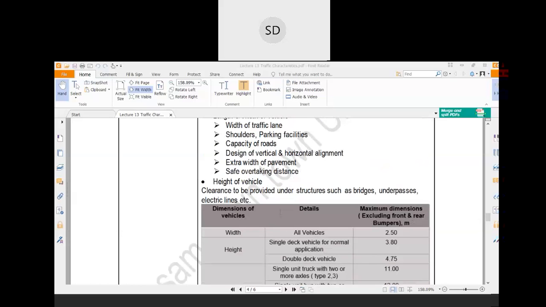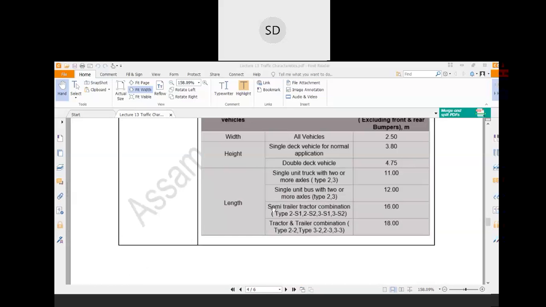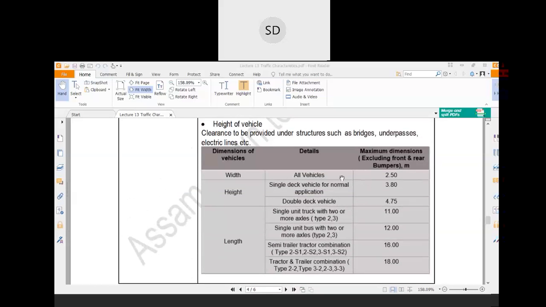Now, height of the vehicle is also important to design underpasses and overpasses. There are some standard sizes of the vehicles given. So, you can just have a look into this.